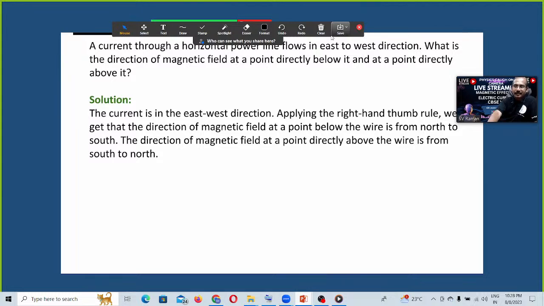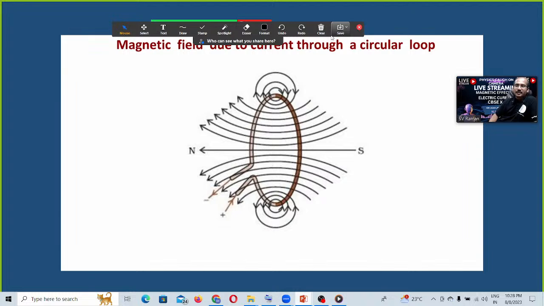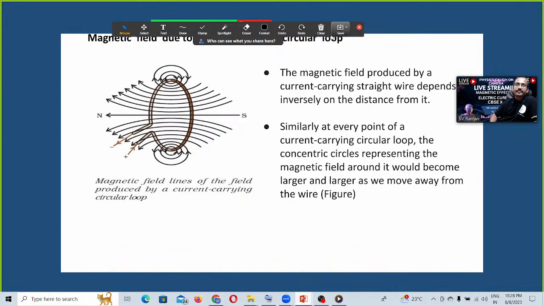Yes, I'll proceed further. Now, current carrying conductor in a loop. The most important 3 marks question it is. Now the current carrying conductor we bend in a loop. What happens? The magnetic field produced by a current carrying straight wire depends inversely on the distance from it. If distance increases, the magnetic field will decrease. If distance decreases, the magnetic field will increase.